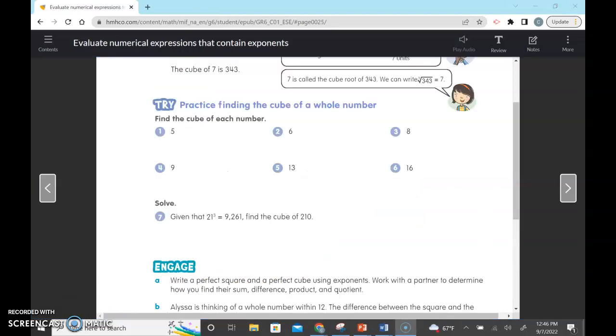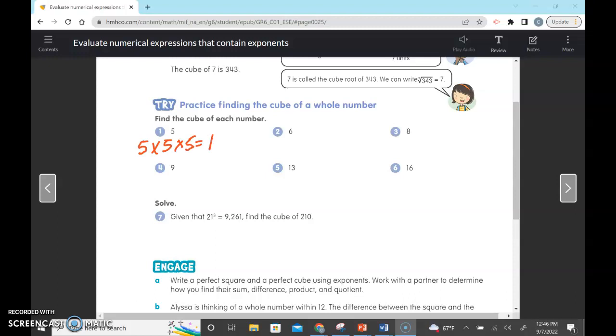Now let's take a look at page 25, and we'll take a look at some of these problems now. It says find the cube of each number. If we have 5 there, we're finding the cube of a number. That means we're just multiplying 5 times 5 times 5.